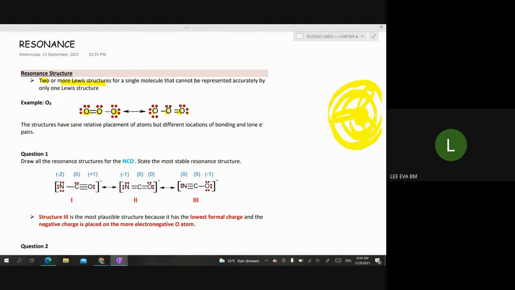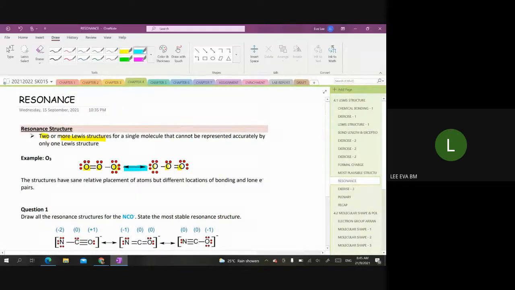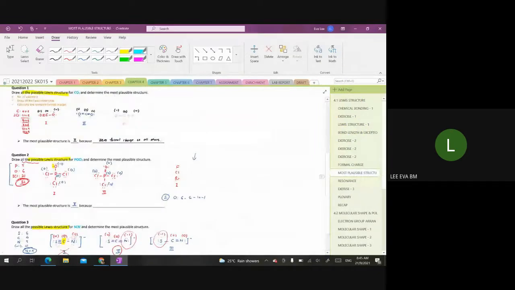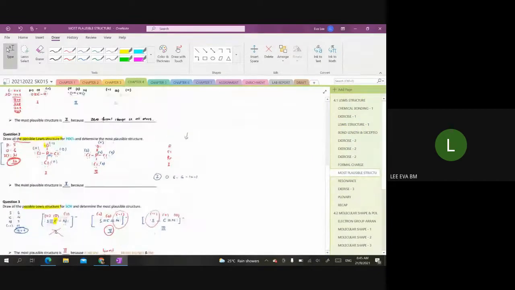So here you will see oxygen can have a double bond on the left or the double bond on the right. And we are using this arrow to represent that both structures are resonance structures. So usually if there are resonance structures, you will use this arrow. So if we go back to the plausible structure from earlier, here.